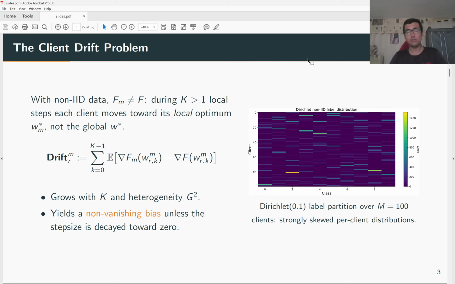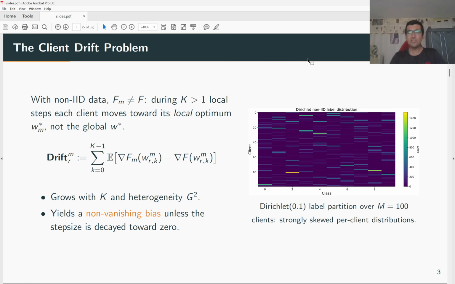Two things to note here. First, the drift grows with K. The more local work you do, the worse it gets. And it grows with the heterogeneity level, which we measure by a constant G-squared. Second, and more importantly, it produces a bias that does not vanish over rounds, unless you decay the learning rate towards zero.